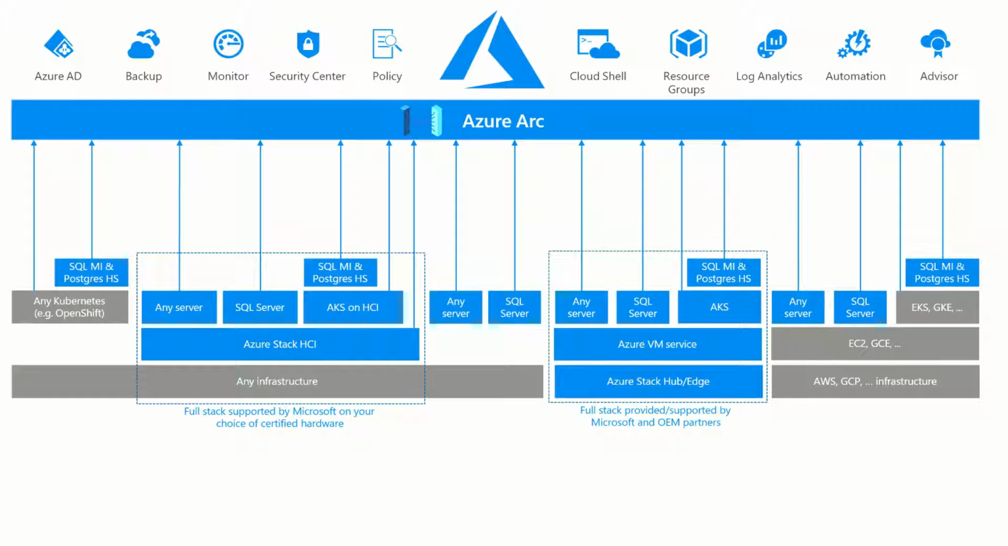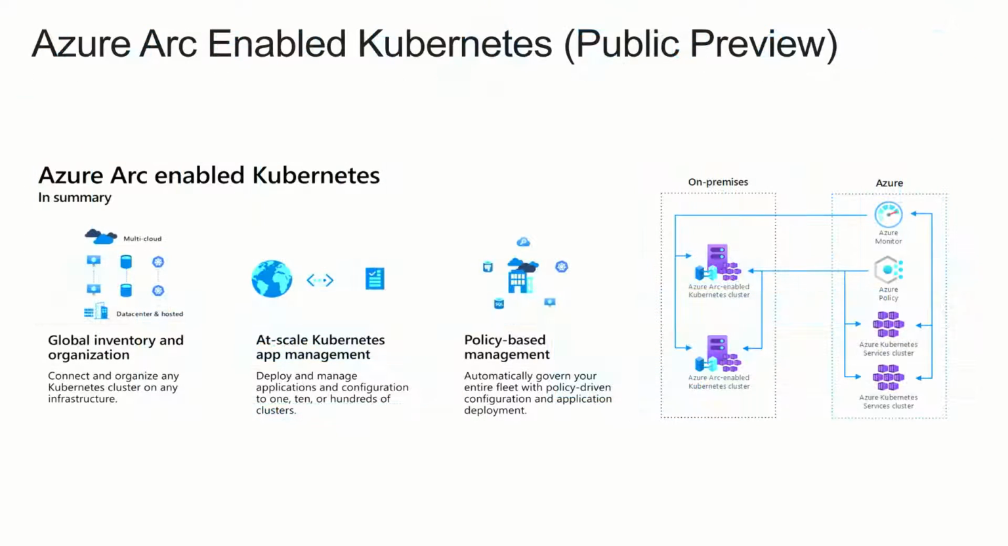So if somebody asks, can I use the same with VMware or physical servers? Absolutely. Azure Arc for servers enables you to manage just that. Now, there are a couple of components in Azure Arc: Azure Arc for servers, Azure Arc for Kubernetes, and Azure Arc for data services. In today's session, we are going to discuss the Azure Arc enabled Kubernetes public preview.